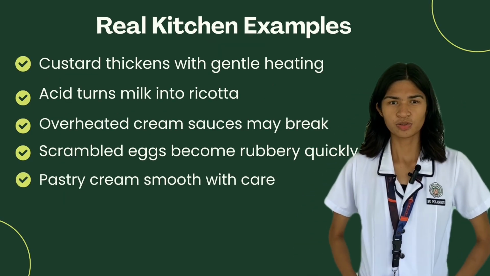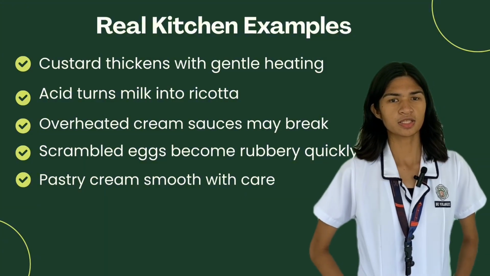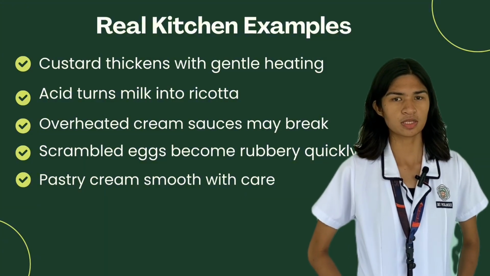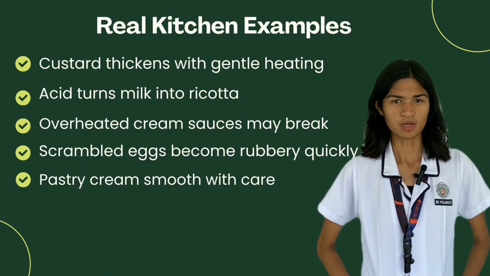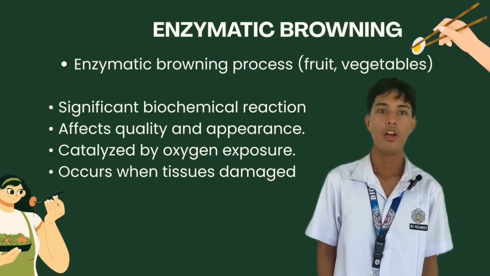In the kitchen, you can see this happening. Custard thickens gently and milk turns into ricotta with acid. Cream sauces can break if overheated. Now let's talk about enzymatic browning.